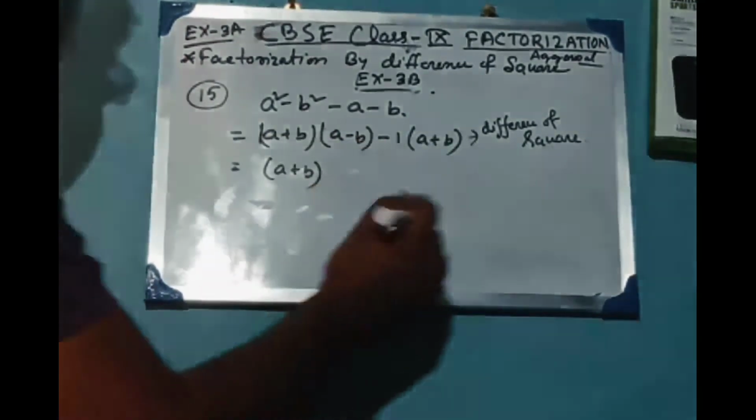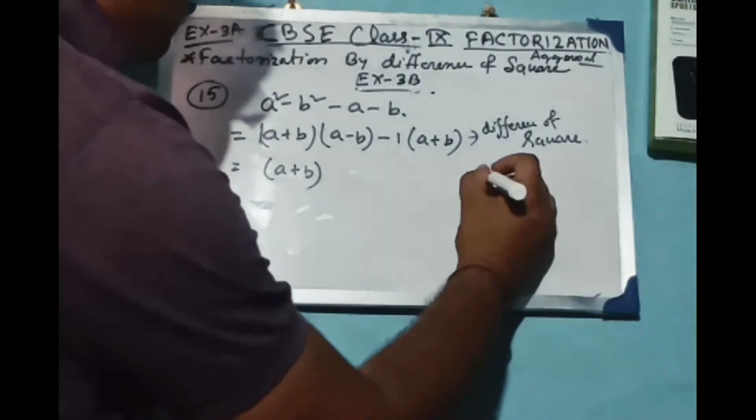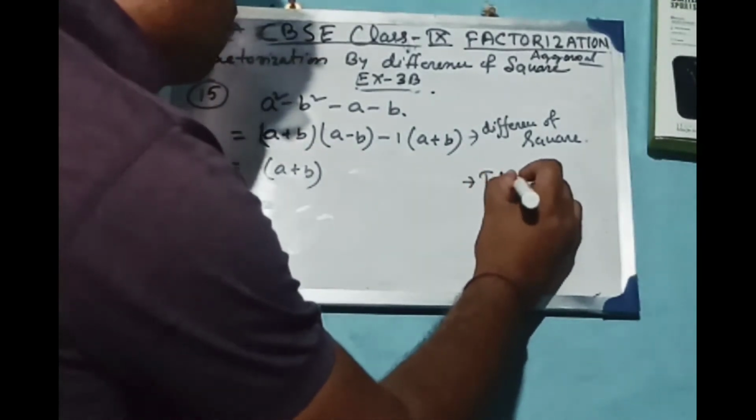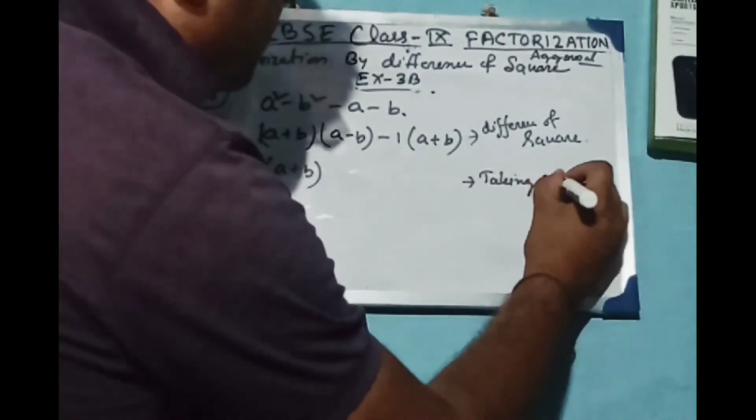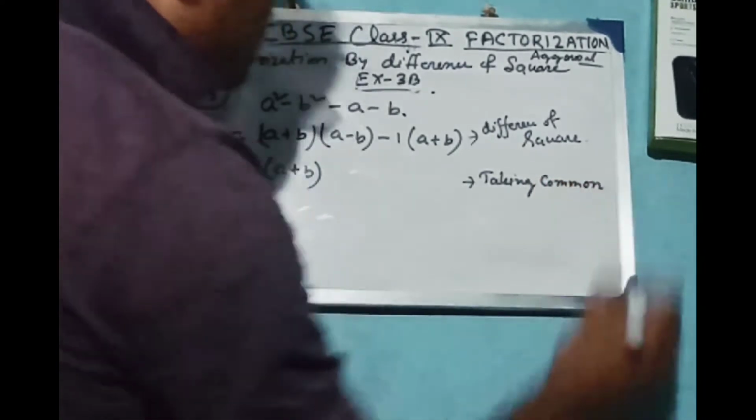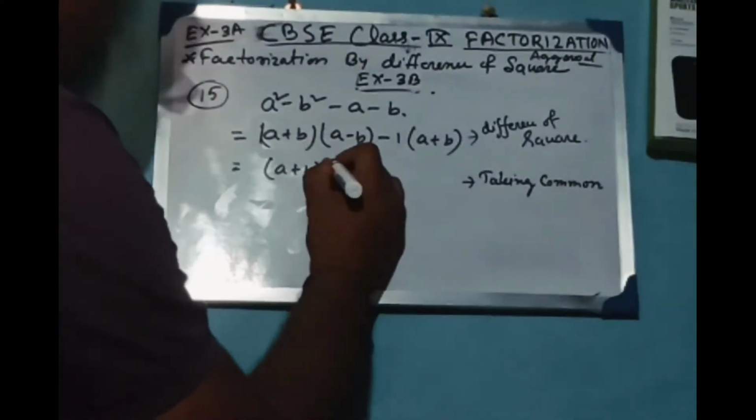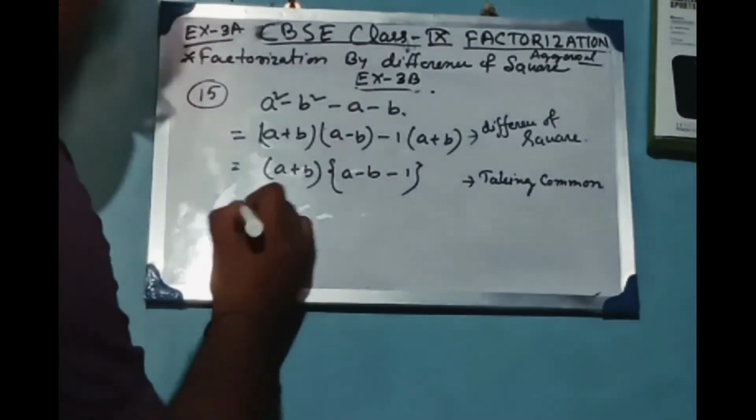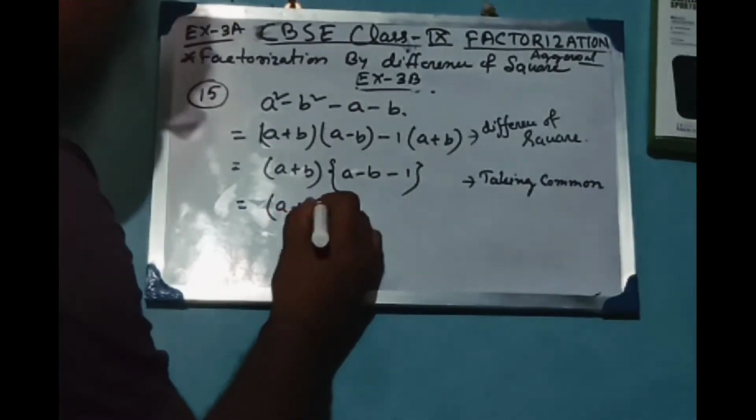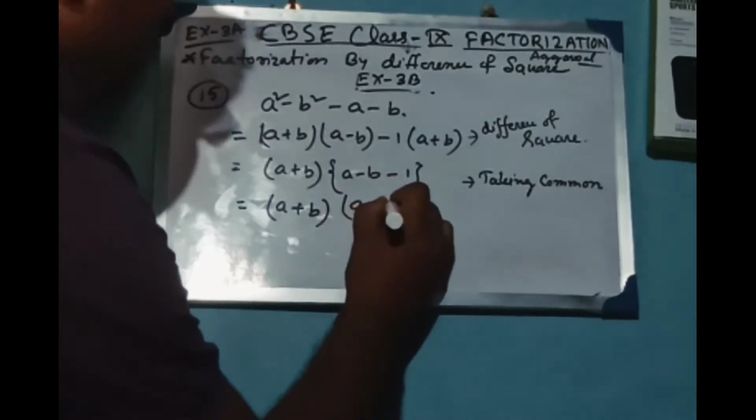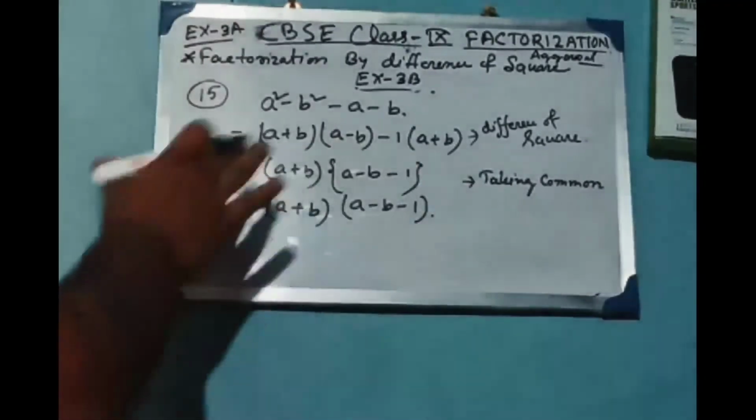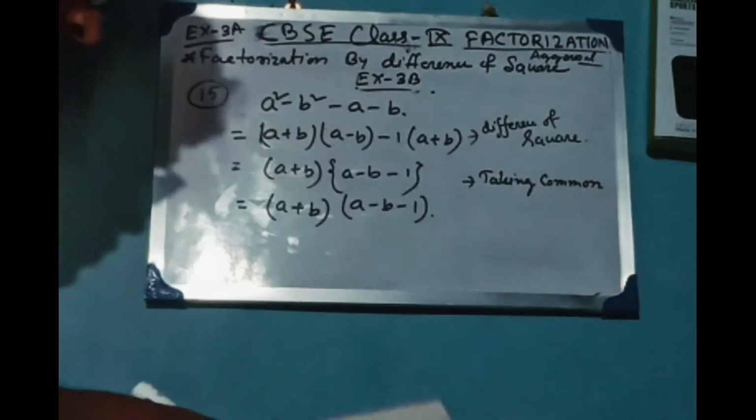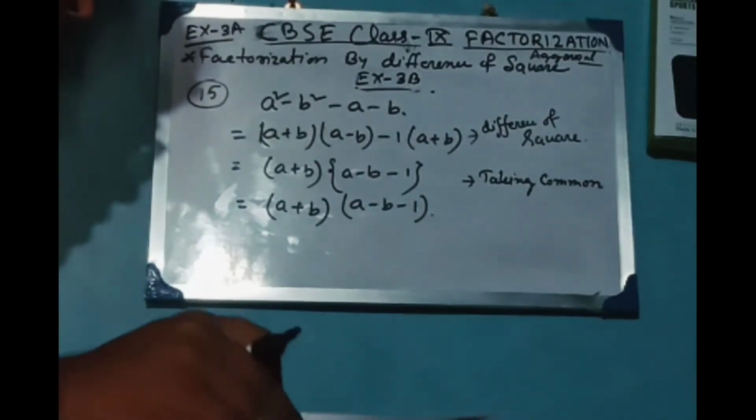Next, factorization by taking common. Taking a plus b common, we get a minus b minus 1. So that equals a plus b into a minus b minus 1. So this is my required answer. Next, move to another question.